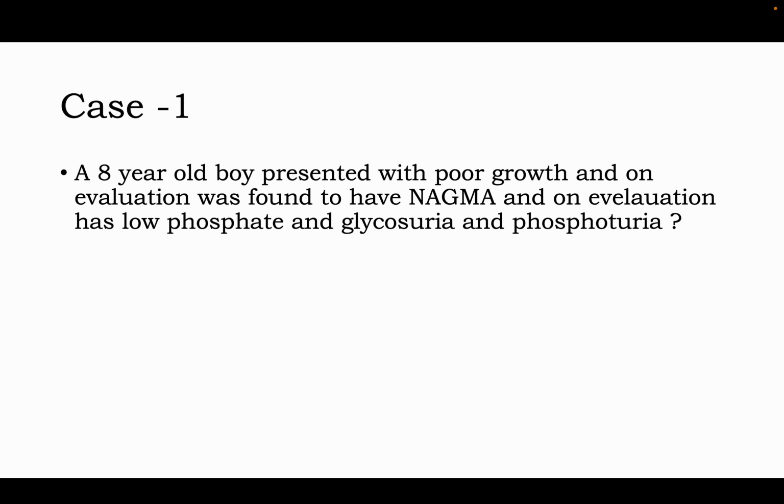An 8-year-old boy presented with the complaints of poor growth, and on evaluation was found to have normal anion gap metabolic acidosis, low phosphate, and urine examination showed glycosuria and phosphaturia. So this is an 8-year-old boy. He has stunted growth. He is brought with the complaint of short stature and skeletal deformities, and on evaluation has normal anion gap metabolic acidosis. Evaluation also shows low phosphate, glycosuria and phosphaturia.